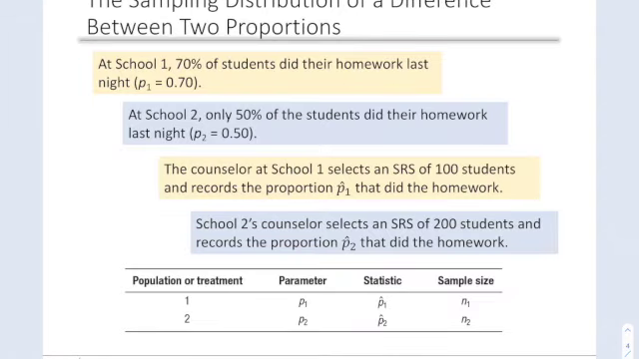At school 1, 70% of students did their homework last night, so p sub 1 is 0.7. And at school 2, only 50% of the students did their homework last night, so p sub 2 equals 0.5. The counselor at school 1 selects a simple random sample of 100 students and records the proportion, p hat sub 1, that did the homework. And then similarly at school 2 with a sample size of 200. Notice the subscripts. Since we have two groups now, we need to be able to identify, in this case, which proportion equals what. So we're denoting that the first school has a subscript of 1, and the second school has a subscript of 2.